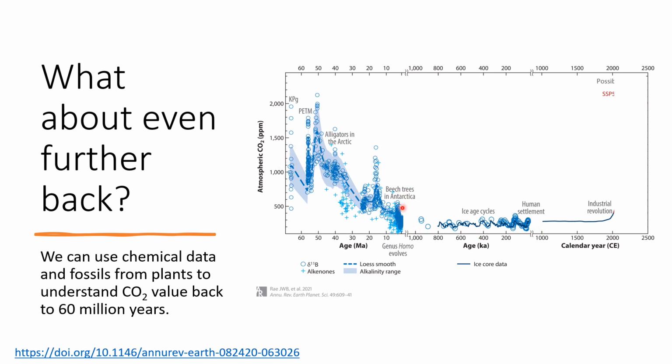There are a few annotations here talking about things like beech trees in Antarctica about 5 million years ago, or alligators in the Arctic 40 million years ago, which give us an indication that when we change the amount of carbon dioxide in our atmosphere, we change the surface conditions considerably.